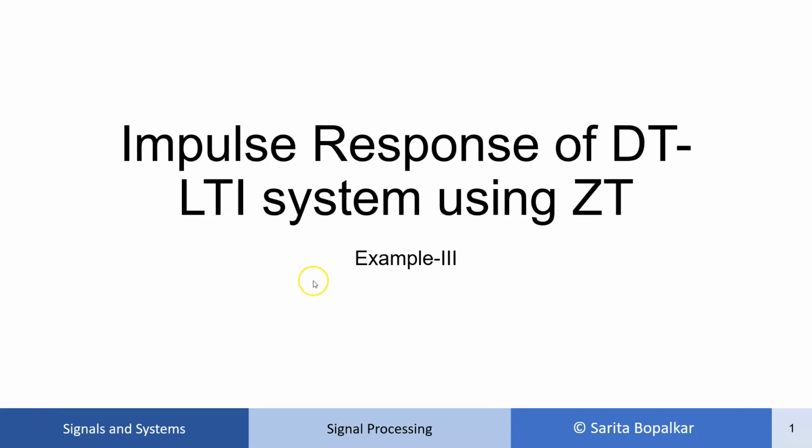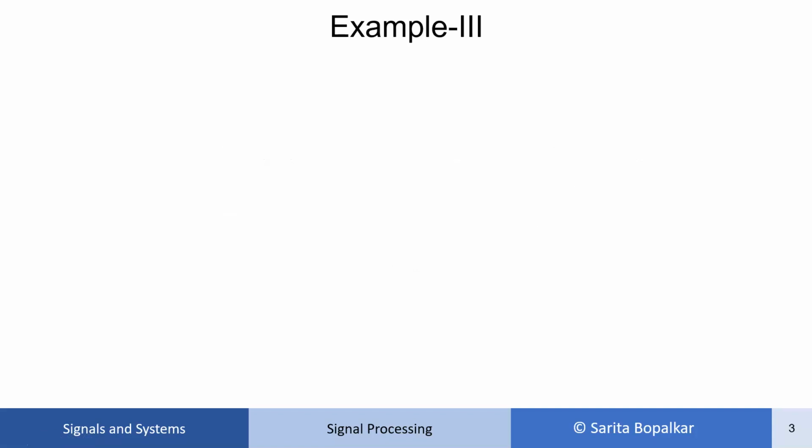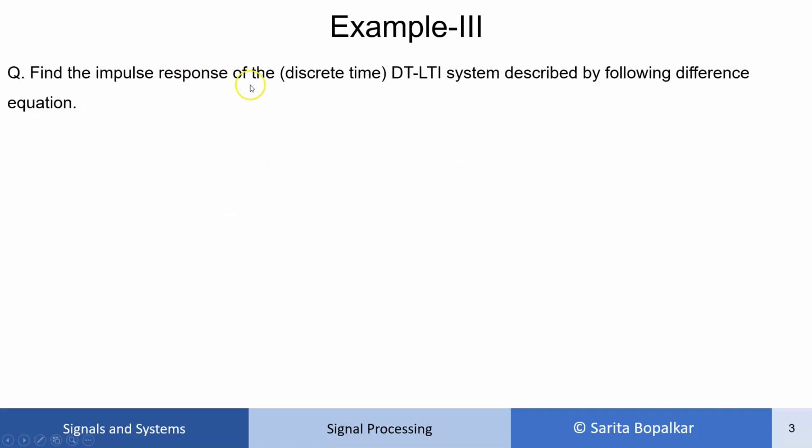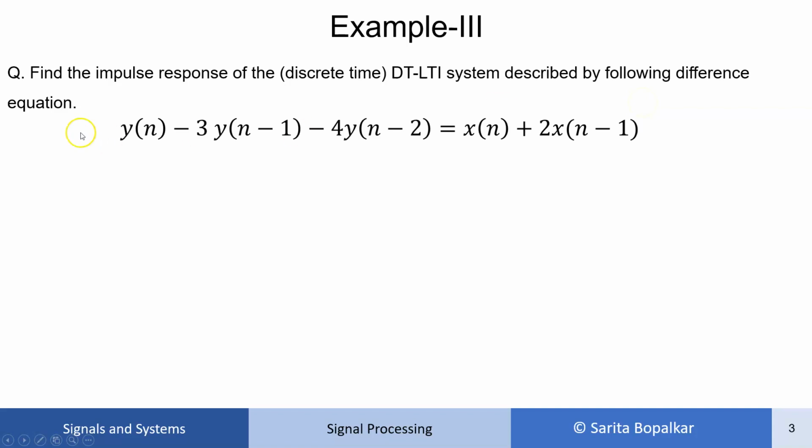Hello, in this video we are solving an example to find the impulse response of a discrete time LTI system using Z transform. The example is: find the impulse response of a discrete time LTI system described by the following difference equation. The equation is y of n minus 3y of n minus 1 minus 4y of n minus 2 is equal to x of n plus twice x of n minus 1.